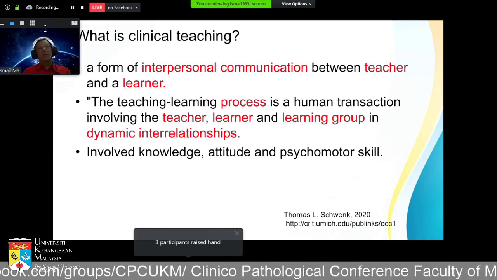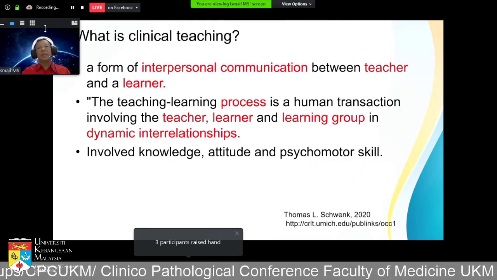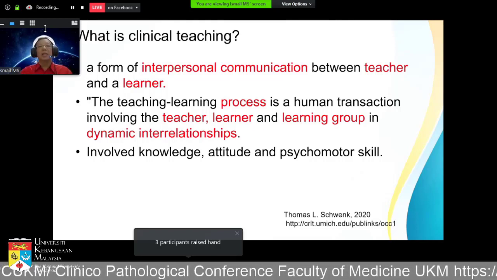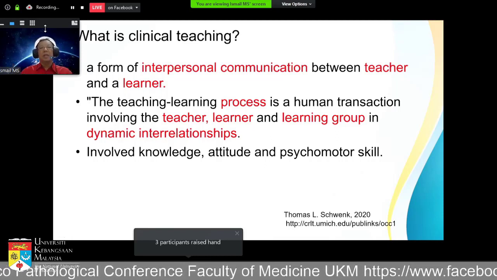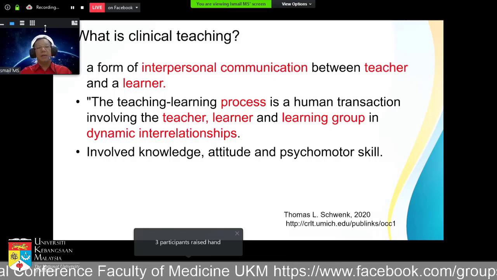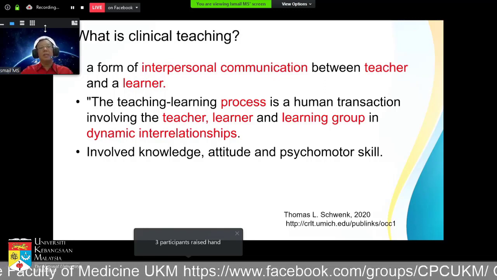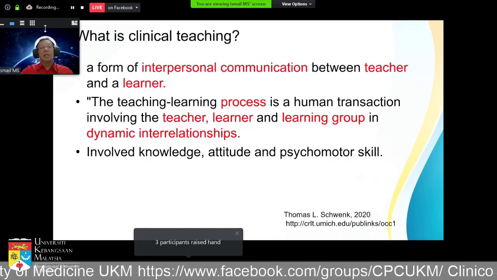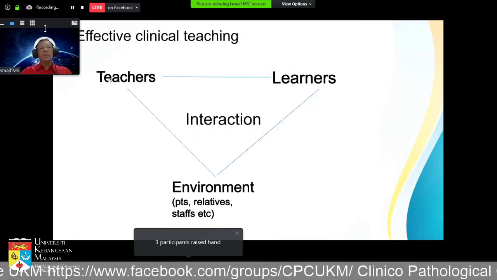First of all, let's look into clinical teaching. It is a form of interpersonal communication between a teacher and a learner. This teaching process is basically a transaction involving the teacher, the learner, and the environment. The whole idea is to develop this dynamic interrelationship so that the learners will gain knowledge, attitude, and psychomotor skills. So these are basically the three things.